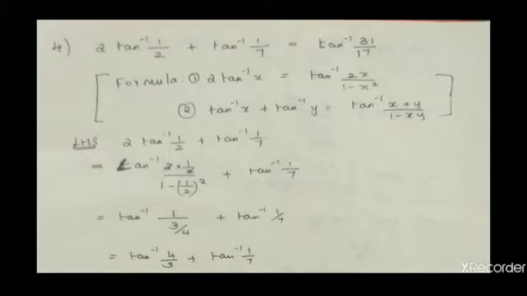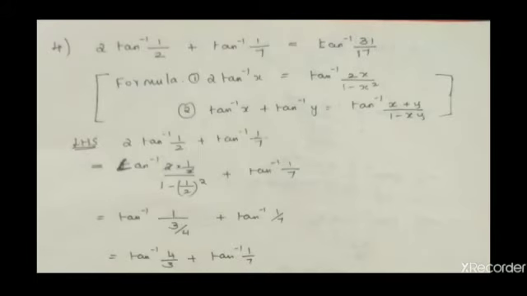Now take the next problem. 2 tan inverse half plus tan inverse 1 by 7 equal to tan inverse 31 by 17. The difference between the previous problem and this problem is, the previous problem was only tan inverse plus tan inverse, but this is 2 tan inverse. So we can't apply the formula directly.